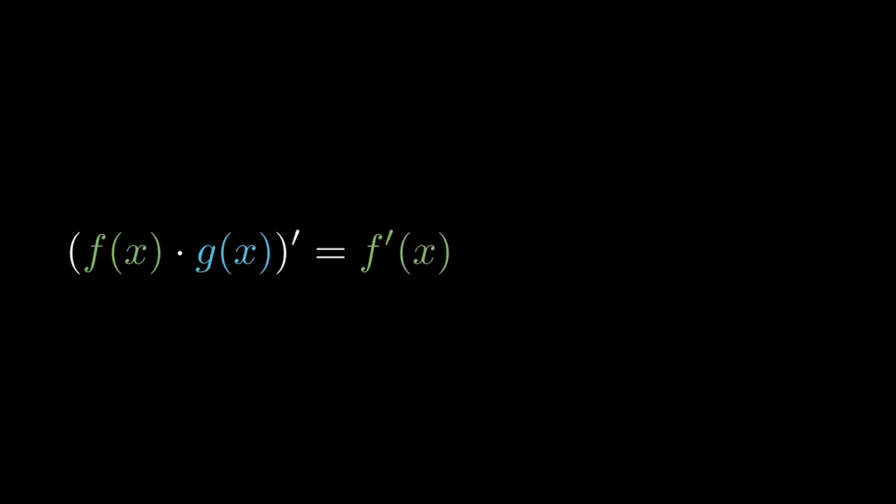Now if you have something like f of x times g of x and you need to take the derivative of that, you would simply need to use the product rule in order to solve that. You basically need to differentiate one of the two, so take the derivative and then multiply it by the other one, then do the same with the other function.